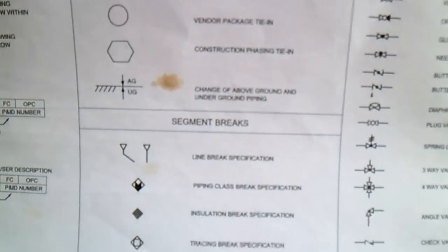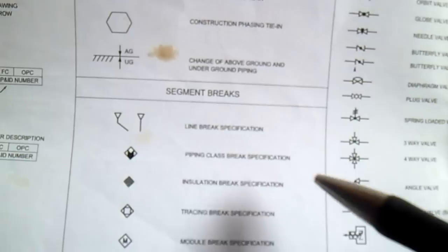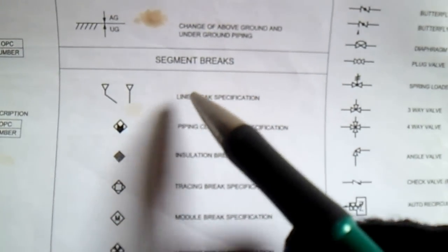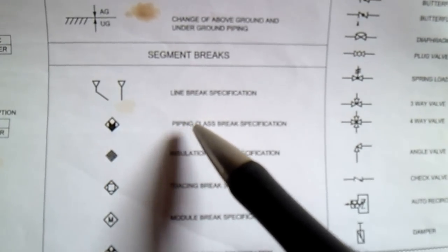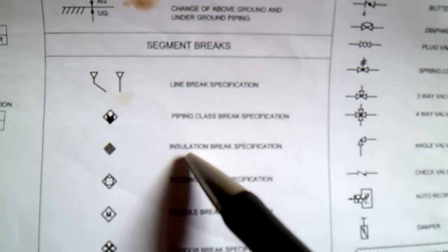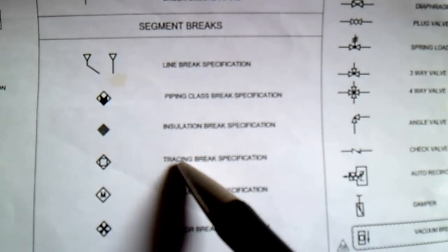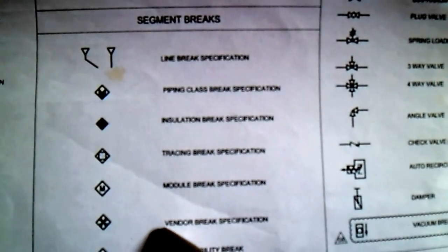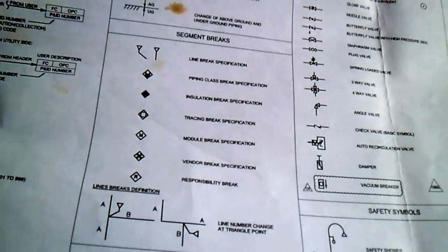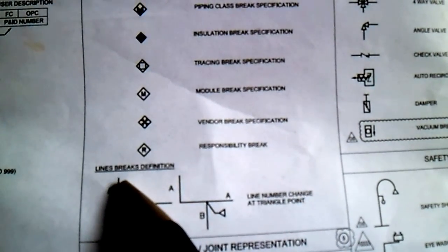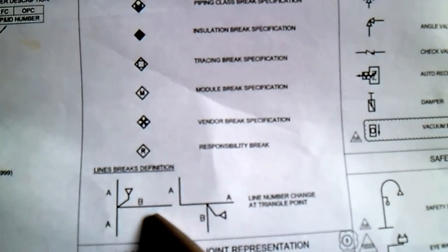Next is segment breaks. So this is segment breaks. We have line break. Next is piping class. This is insulation break. This is a tracing break, module break, vendor break, and we have responsibility break. And we have a line of rectification. So this is a line of rectification.